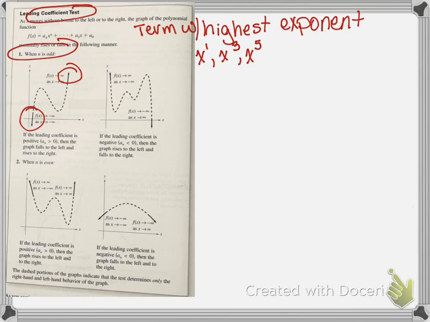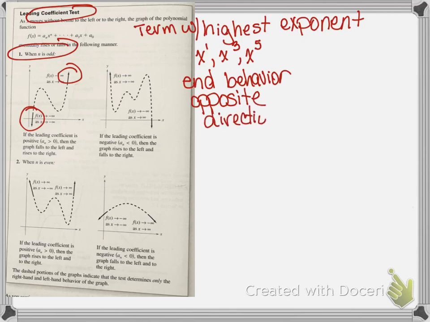So the end behavior of my graph is opposite direction. That is when my exponent is odd. Now, I want to talk about the leading coefficient.